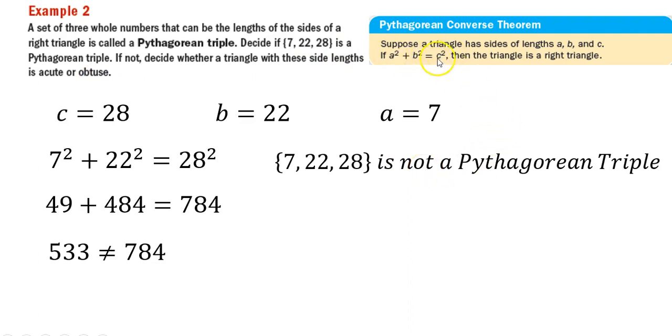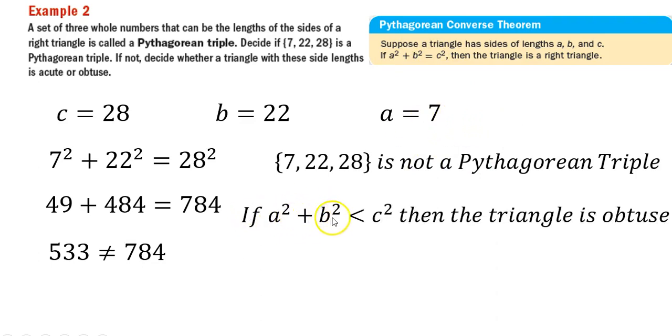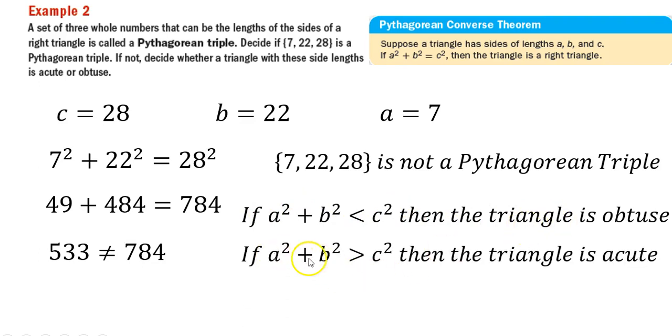So we have to modify the Pythagorean theorem a little bit. If a squared plus b squared is less than c squared, then the triangle is an obtuse triangle. And if a squared plus b squared is bigger than c squared, then the triangle is acute. So the angle that would be the right angle becomes acute if a squared and b squared are larger than c squared, and that angle would be obtuse if a squared and b squared are less than the longest side squared.